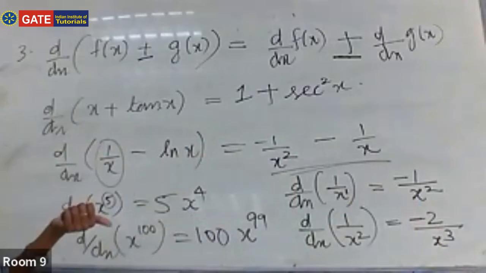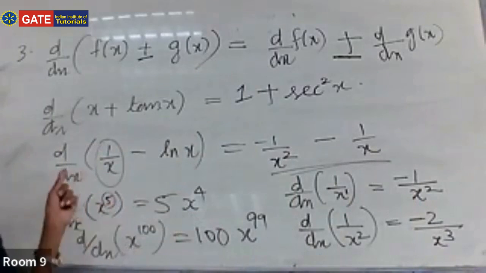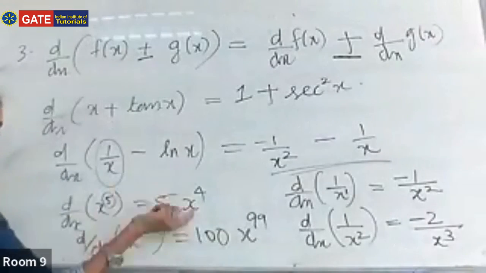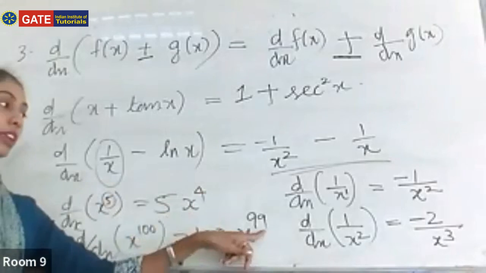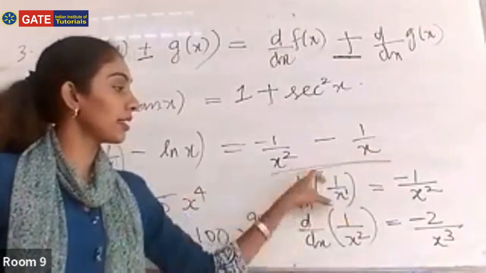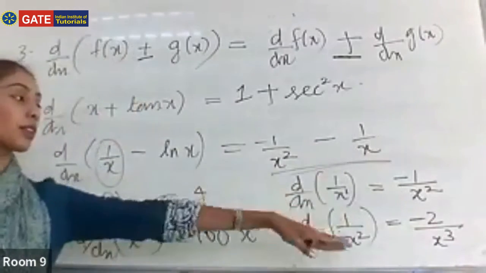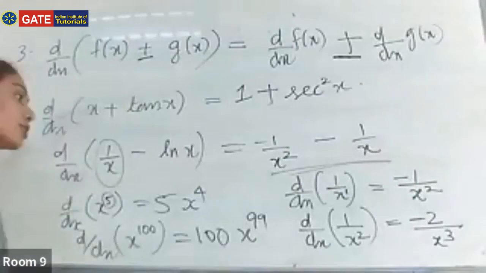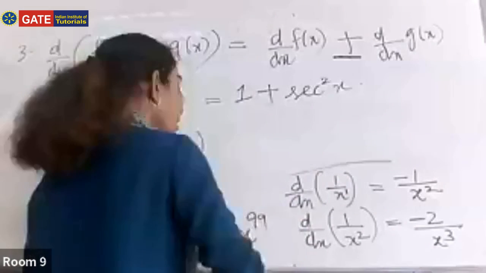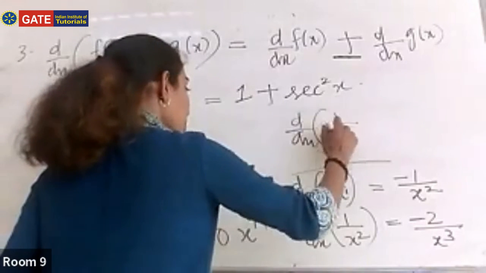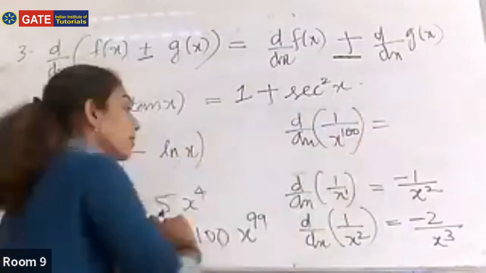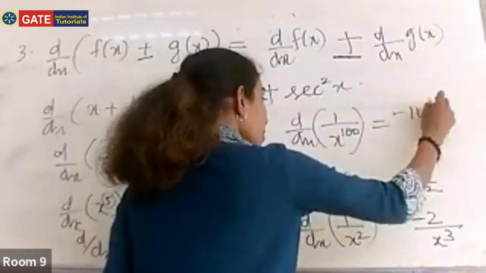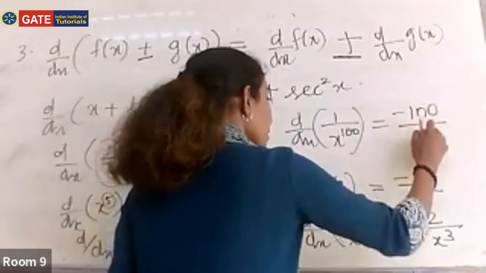So remember like that. In both of them, that power you write as the constant, and x to the power 1 power less you keep. And where it looks like 1 by form, means reciprocal form, we have to write 1 power greater and the minus sign will be there. So what will be the derivative of 1 by x to the power 100? Minus 100 by x to the power 101.